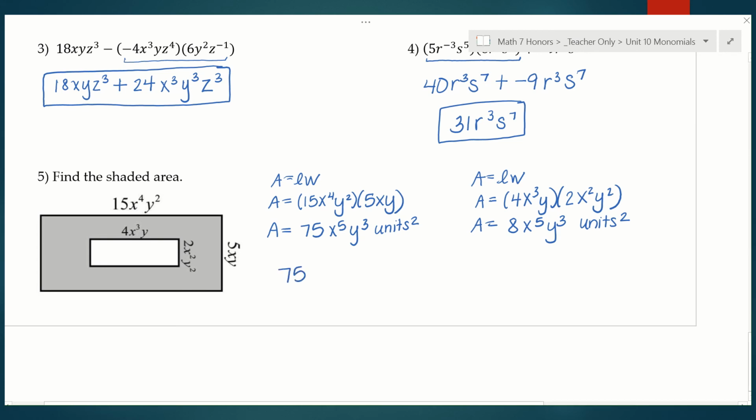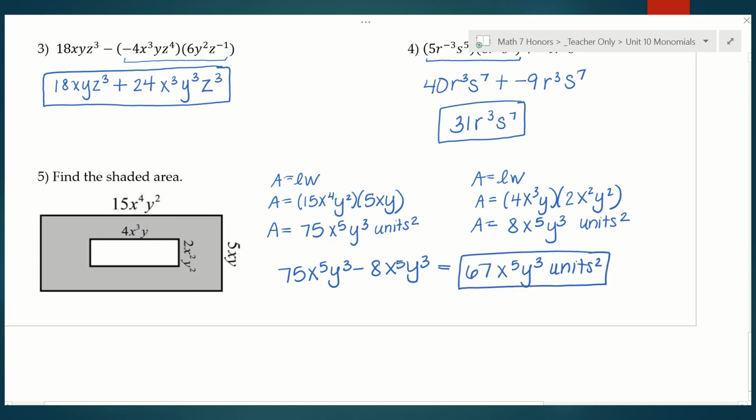Okay, so now that I have the two areas, again, to find the shaded area, we subtract them. So I take my big area and I subtract my smaller area. Okay, so can we subtract them? Yes, we can. They're like terms. So 75 minus 8 is 67. And when we're adding and subtracting, we keep our variables and exponents the same. So this would be the area of the shaded region. Great job!